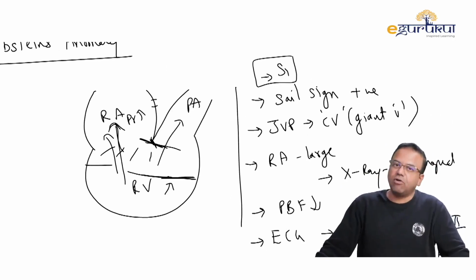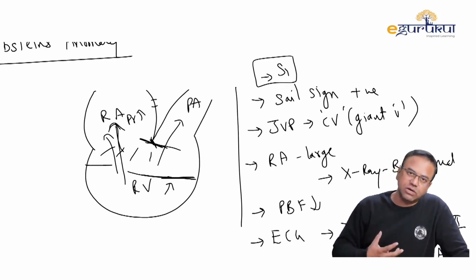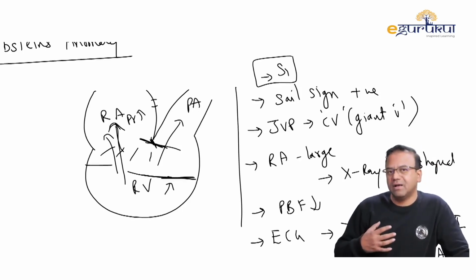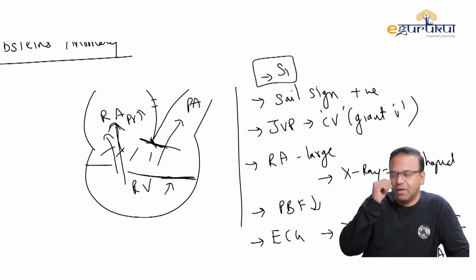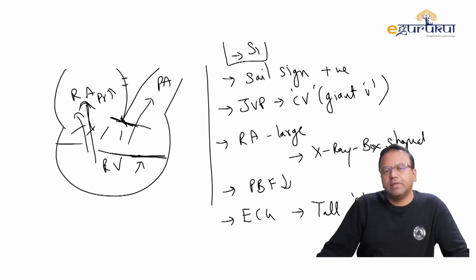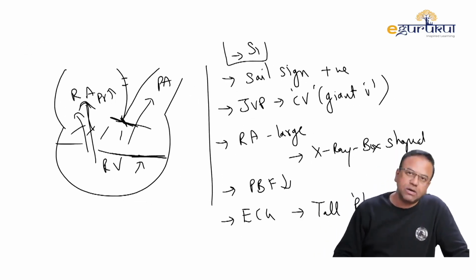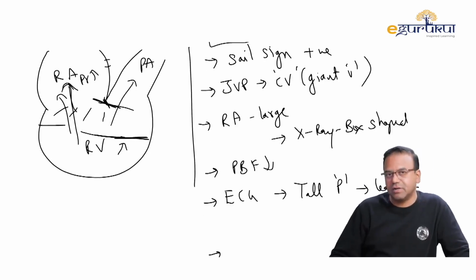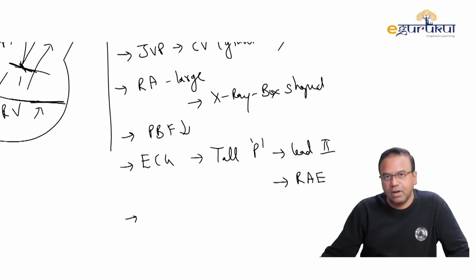You will see the sail sign on auscultation because of the S1. When you auscultate, the flapping sound of the tricuspid leaflet is heard like the fluttering of a sail of a ship, and that's called a sail sign. The right atrium in the X-ray is going to be very large, creating a box-shaped heart. Pulmonary blood flow obviously is going to be decreased, so you get oligemia in the chest X-ray fields. The ECG is going to show tall P waves in lead 2, which is nothing but right atrial enlargement.